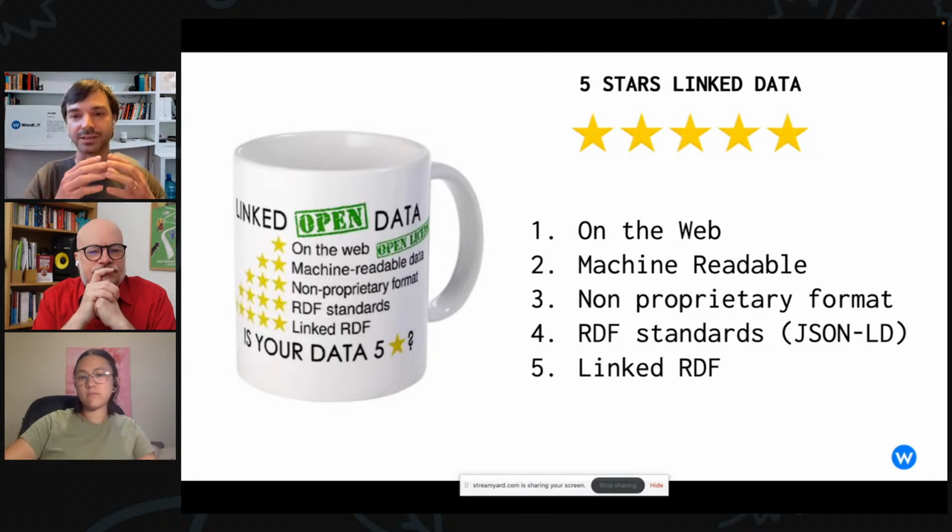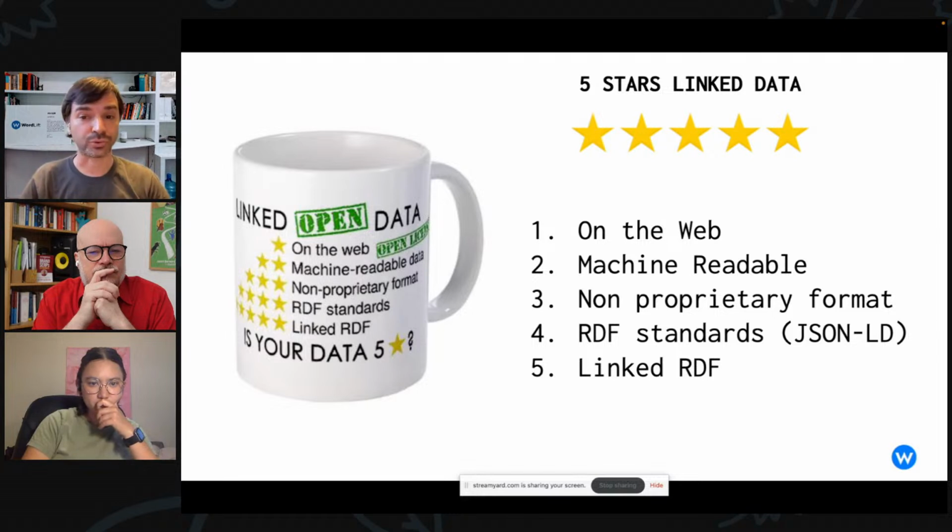It's called the 5 stars linked data. And the 5 stars are these rules that you need to follow from 1 to 5. The first thing is, of course, you need to put data on the web. The second thing, the data must be machine readable. It's not enough to put data for a human to interpret it. The data must be consumable by computers, by search engines, by machines. The third rule, the third star, is it must be not a proprietary format. So we must prefer formats like CSV instead of Excel, for example.